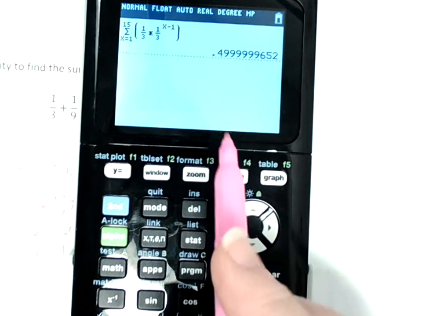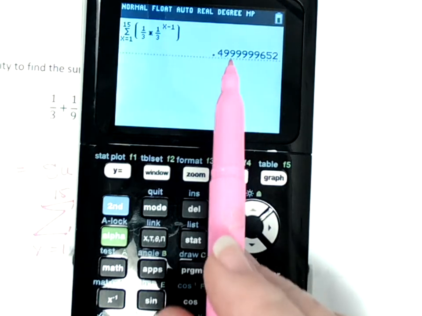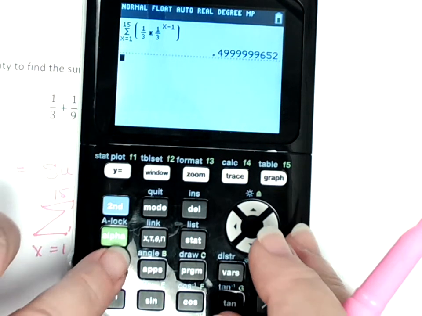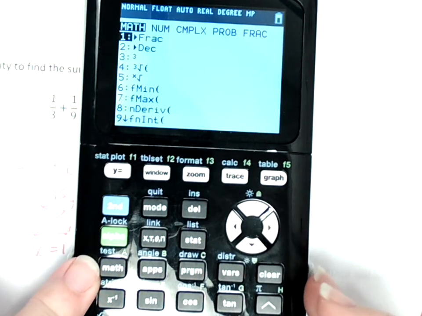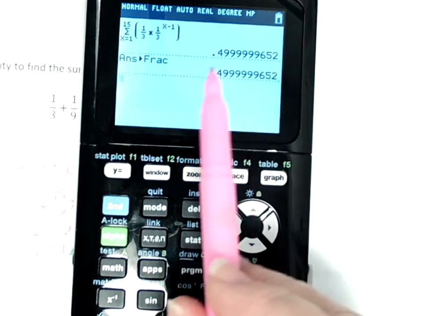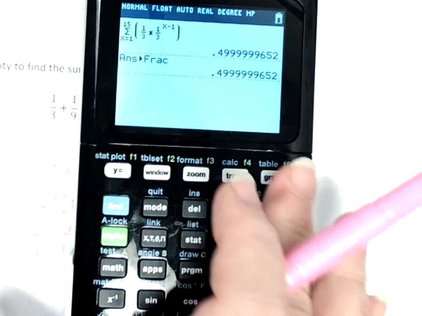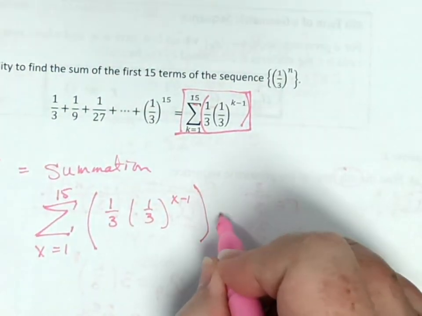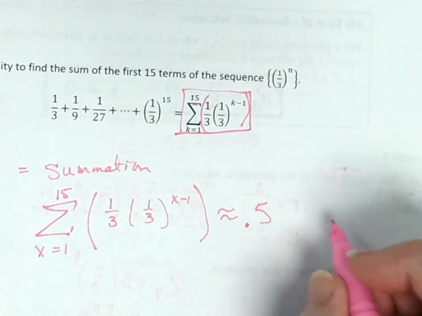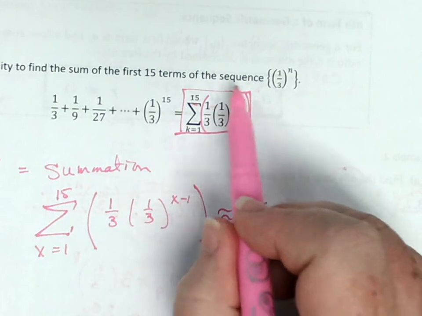And if I don't like that, it didn't give it to me as a fraction. And the reason it didn't give it to me as a fraction is this is a particularly nasty number. So if I wanted to do math fraction, it'll take the answer and turn it into a fraction. But because it's such a nasty number, it actually doesn't. So we're just going to write that this is approximately 0.5. Okay? We will always use a calculator if we see this.